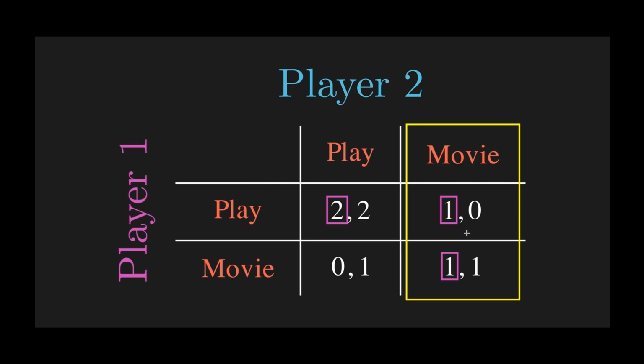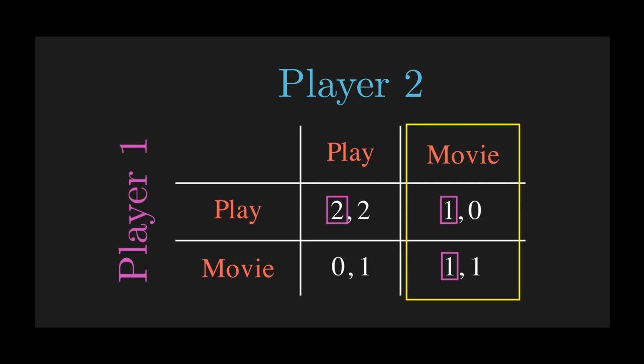So we've identified the best response for player 1 in purple, which in some cases tells us what we should do. So in the case of the play, we know what we should do: go to the play. But when our date is going to the movie, we're actually indifferent between going to the play and going to the movie, which is a little bit funny.